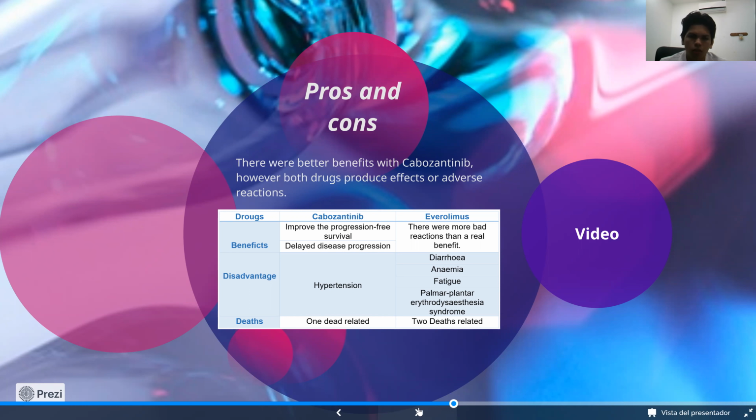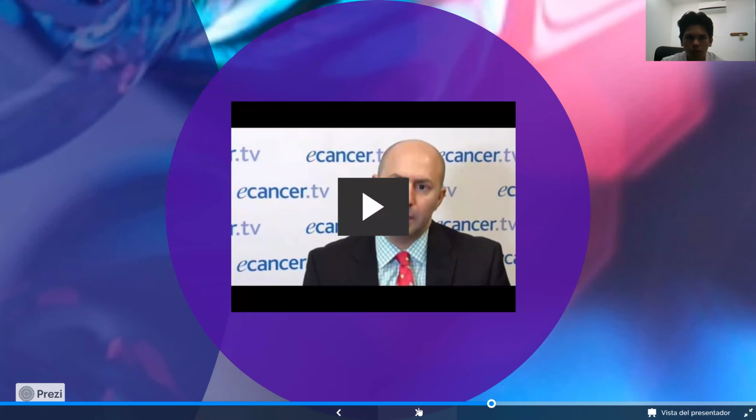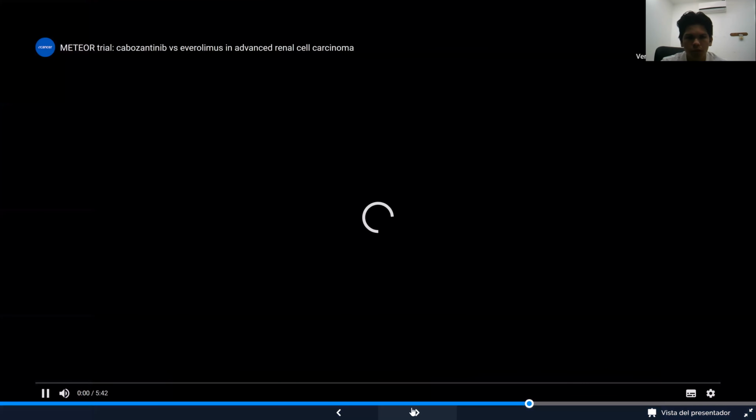There was just one death in the treatment with the first drug. Talking about the second drug, everolimus, there were more bad reactions than real benefit. The disadvantages were that it causes diarrhea, anemia, fatigue, and palmar-plantar syndrome. It was related to death. Now we will see a video about this experiment.